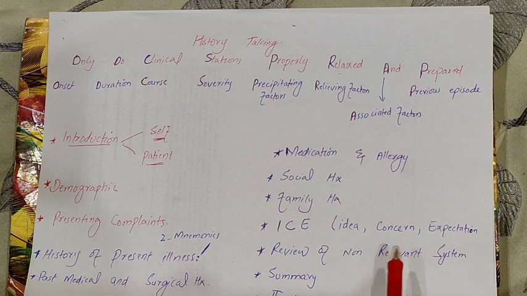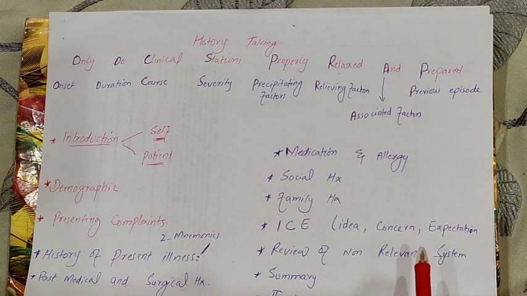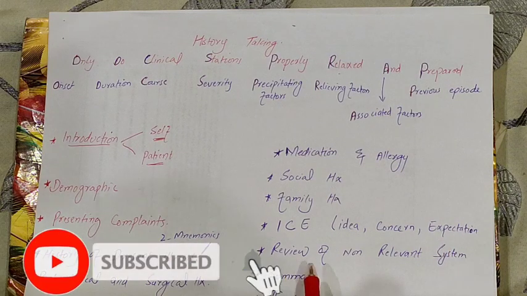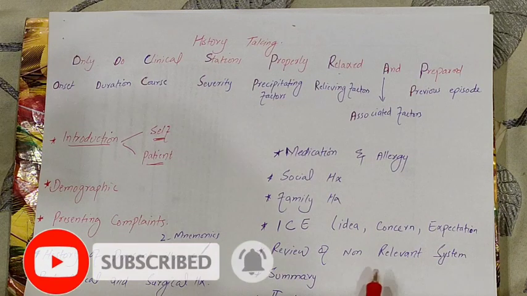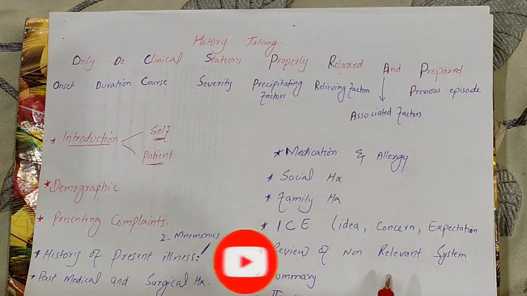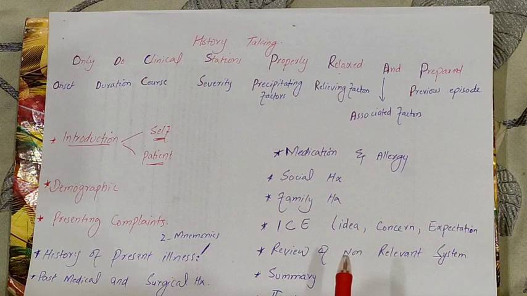The second one is concerns. What are you most concerned about? After that, expectation. What are you hoping we can do for you? After that, you will come towards the review of non-relevant systems. You will ask about cardiovascular, respiratory symptoms, GIT symptoms, genitourinary, neurological, each and every system in brief words.